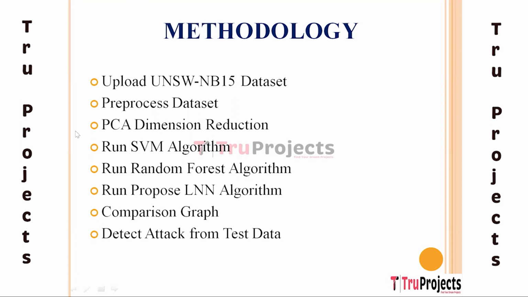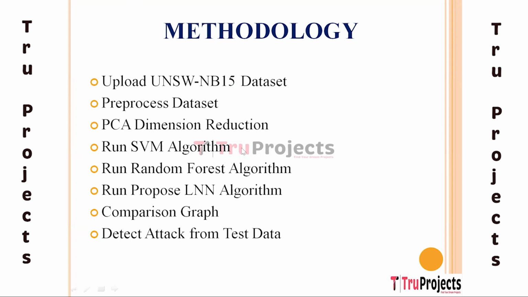And the third module is PCA dimension reduction. All processed records will be input to PCA, which will select all relevant features and drop all irrelevant features as dimensionality reduction. Reduced features will be split into train and test, where the application uses 80% of the dataset for training and 20% for testing algorithm performance.